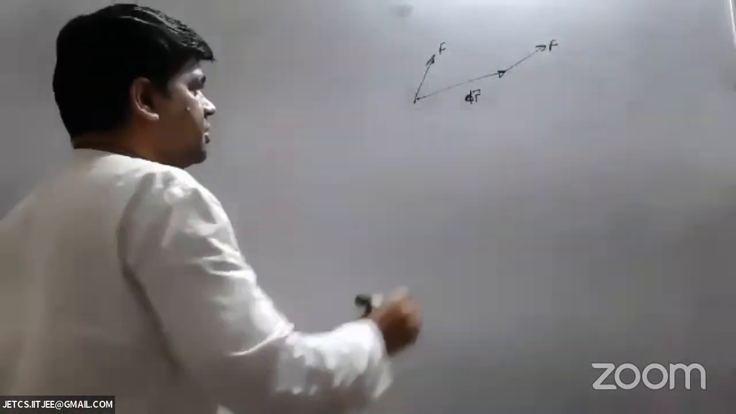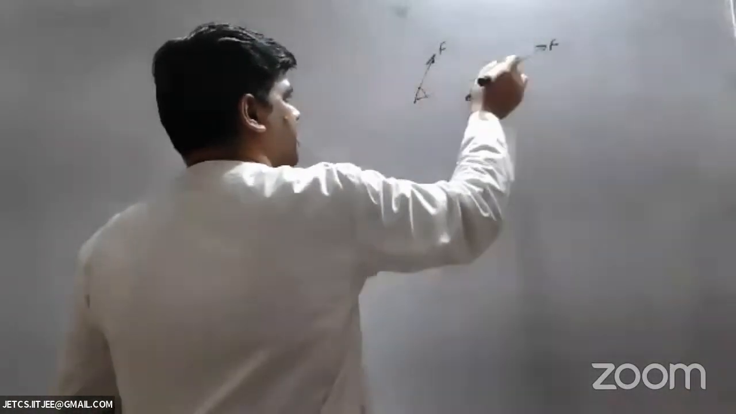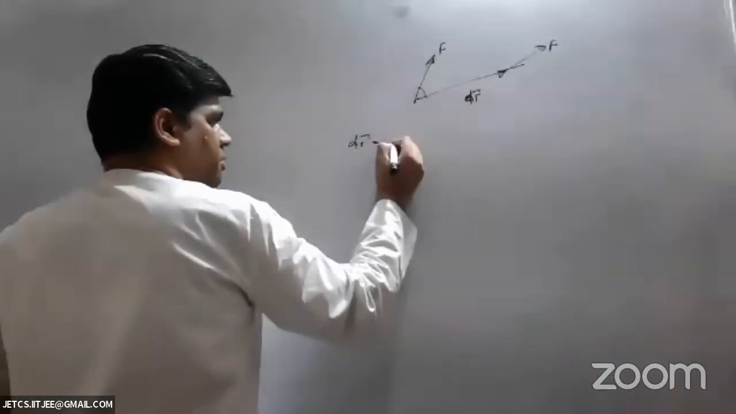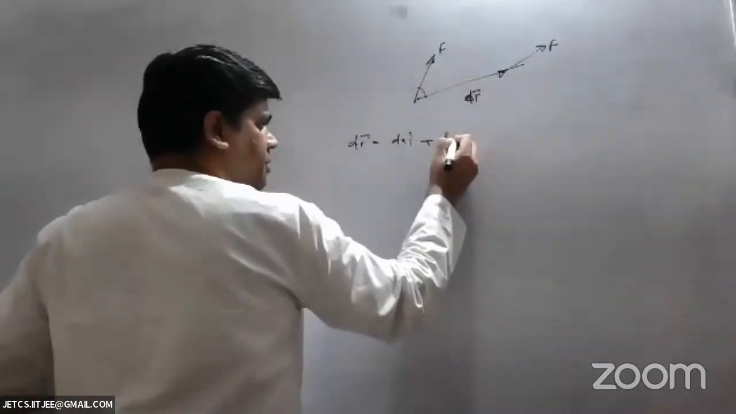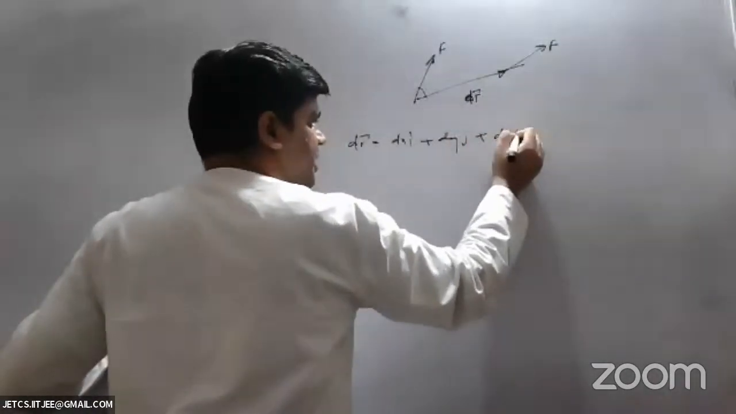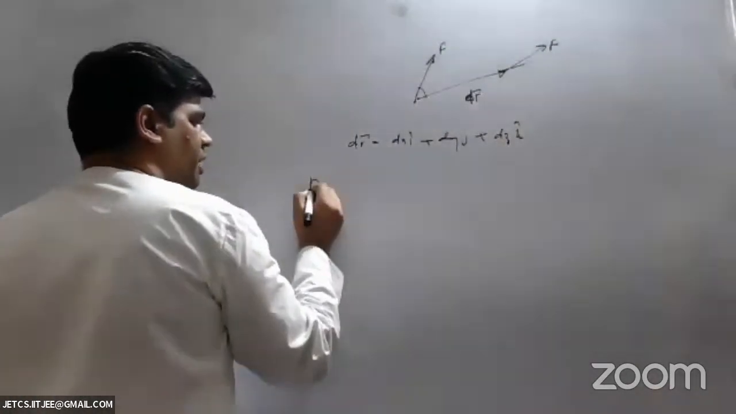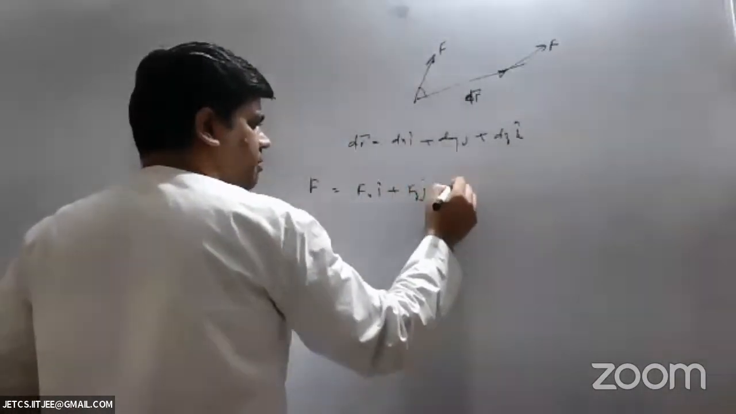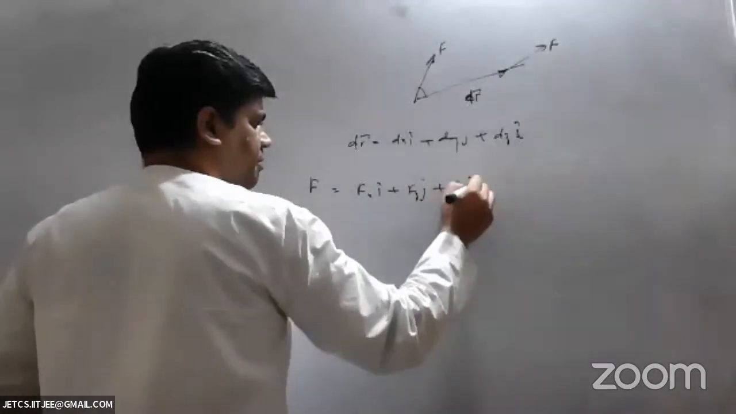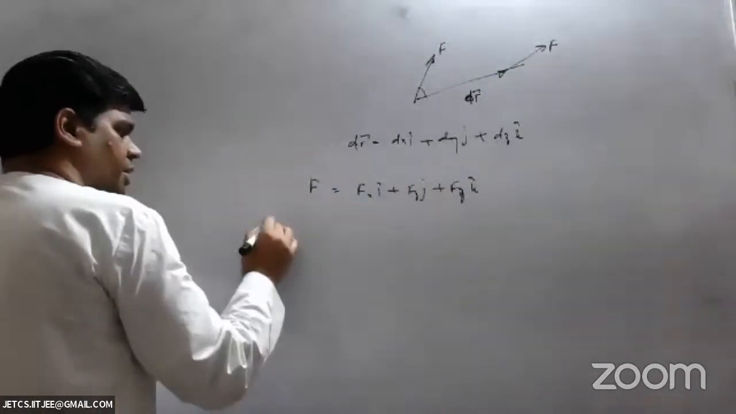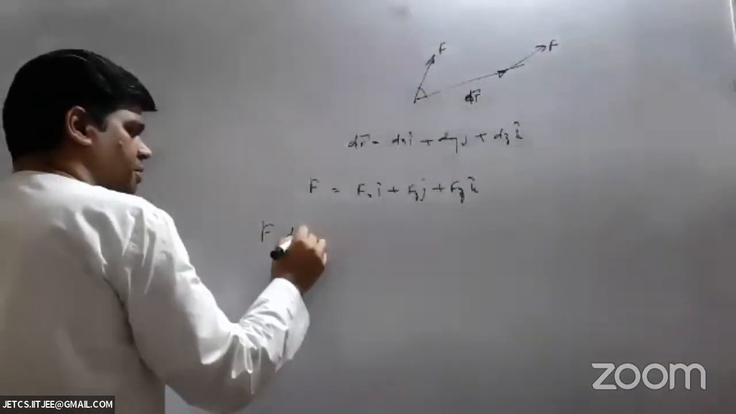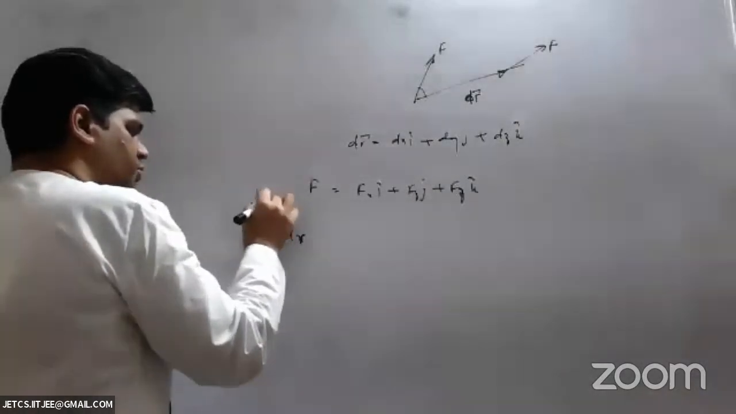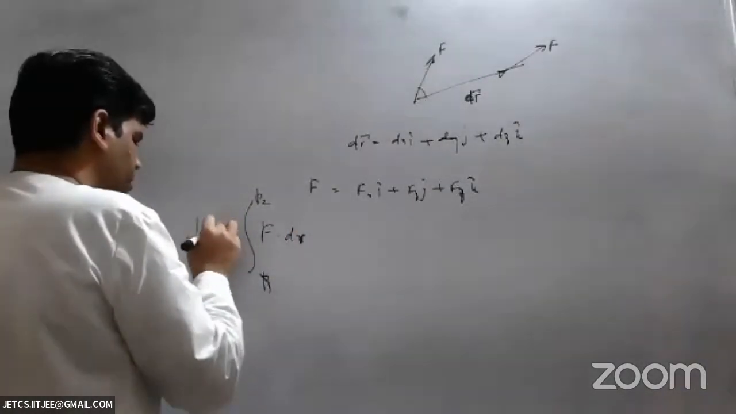All right, so this is theta 1, theta 2, let's say that doesn't matter. Now dr bar can be written as dx i cap plus dy j cap plus dz k cap. F can be written as fx i cap plus fy j cap plus fz k cap. F dot dr bar, integrating it from position 1 to position 2. This is my work done.